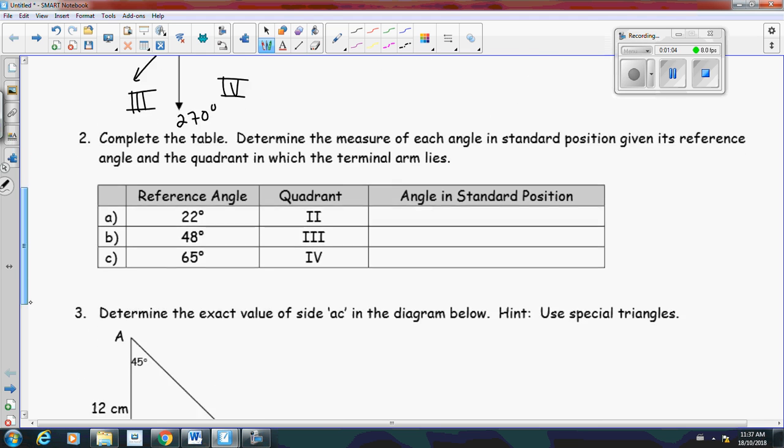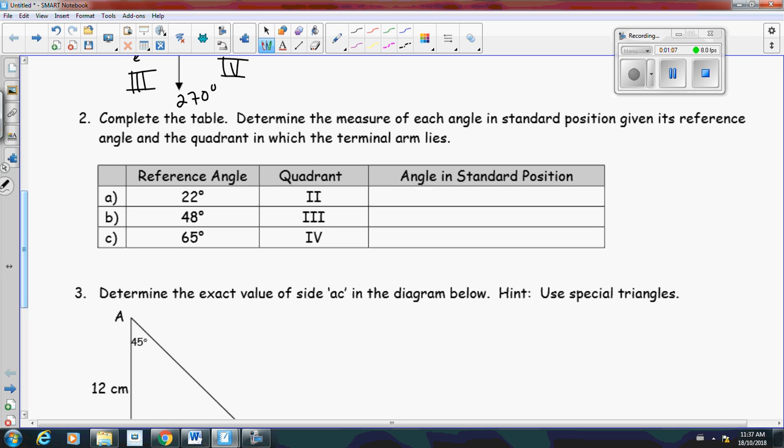Question 2, complete the table. Determine the measure of each angle in standard position given its reference angle and the quadrant in which the terminal arm lies. So if we are in quadrant 2, and we have a reference angle of 22 degrees, that means that angle there is 22. To find the angle in standard position, from the positive x-axis, I take 180, subtract 22, because I'm 22 degrees short of reaching that axis, and I get 158.